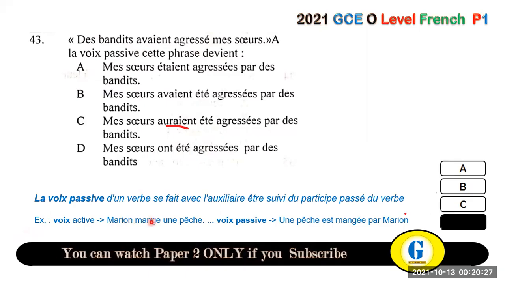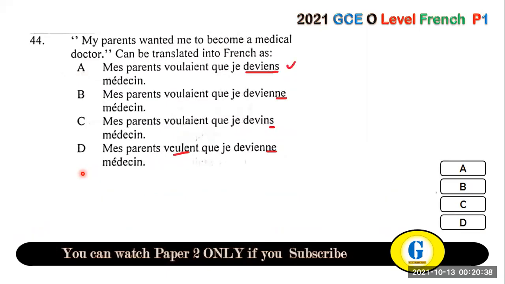This is an example here. Marion mange une pêche. That's the active voice. The passive voice, une pêche est mangée par Marion. So we switch. What was at the end comes at the beginning now. Okay, this one. My parents wanted me to become a medical doctor. So this can be translated into French as mes parents voulaient que je devienne médecin. Que je devienne médecin. The first one.